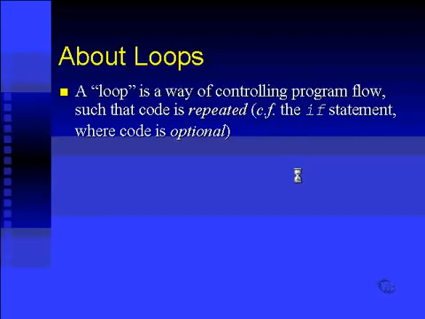A loop is a way of controlling program flow. In the same way that an if statement could render certain parts of the code optional, the loop is a construct that renders certain parts of the code repeatable. In other words, a piece of code can be repeated over and over in exactly the same or a very similar fashion until the desired outcome is achieved.